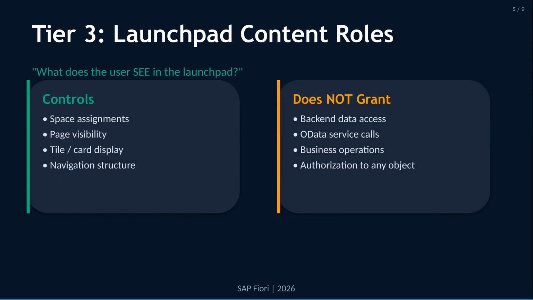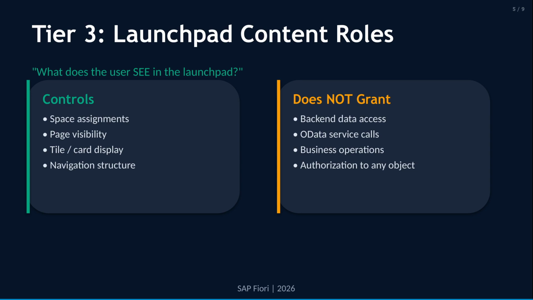The third tier controls what the user sees in the Fiori Launchpad. In the Spaces and Pages model, this means space and page assignments. In the classic model, it means catalog and group assignments. The Launchpad content role determines tile visibility. A user might have technical access to an OData service and business authorization to view financial data, but if their Launchpad content role does not include the corresponding tile, they will never see the app.